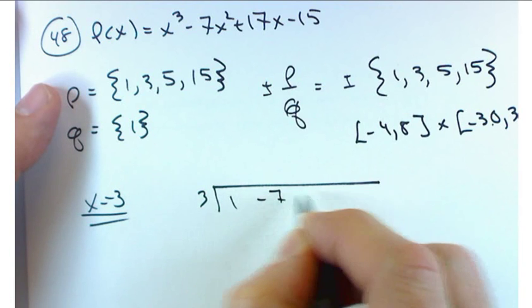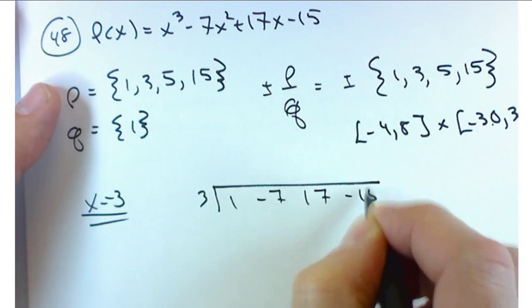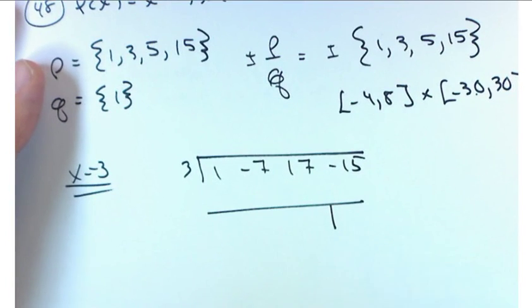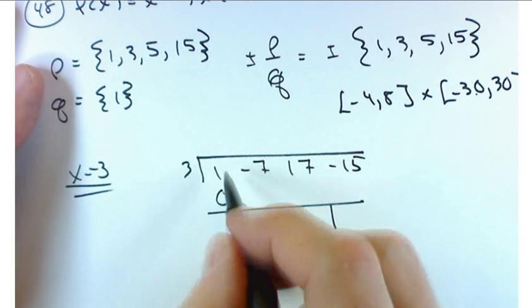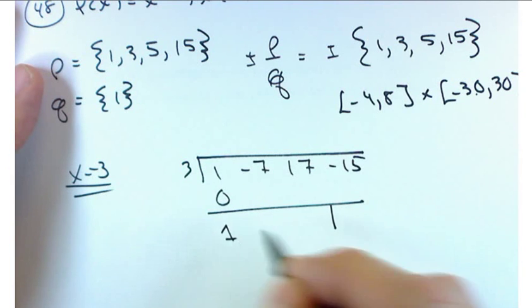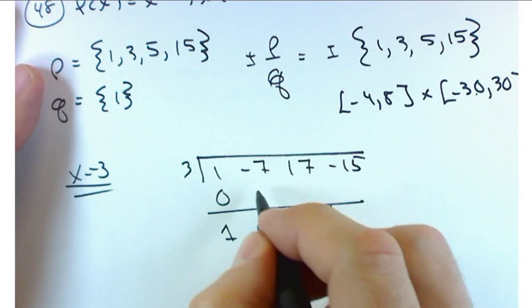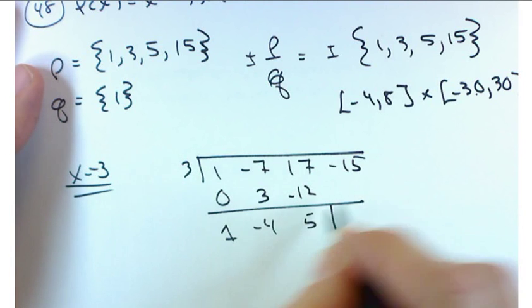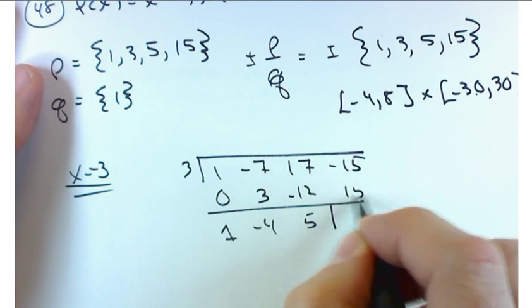1, -7, 17, -15. Put our 0 here. Kenny, sorry, I stole your thunder. 3 there, -4, -12, 5, and 15, and 0.